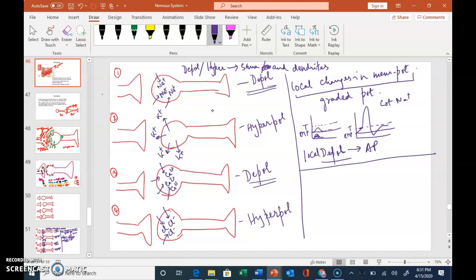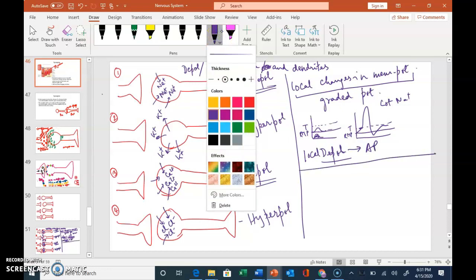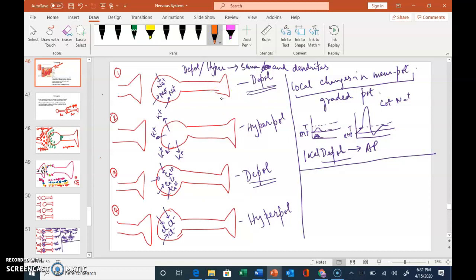Now let's take number 2 and number 4 as an example. So in this case, there is also local change in membrane potential. There is graded potential, right, at the dendrite and soma. But we are losing positivity in case of the chloride ions, and in case of potassium ions, we are losing them, right? So the inside is becoming negative. And in case of the chloride ions, the membrane is again getting more negative because chloride is rushing in.